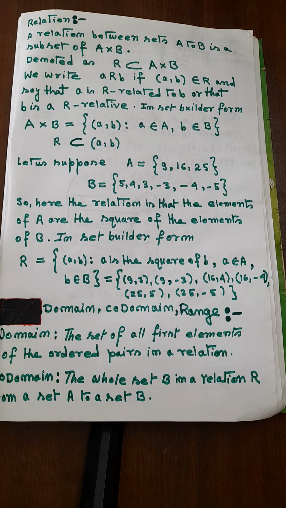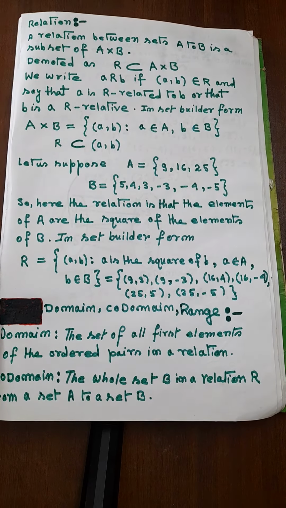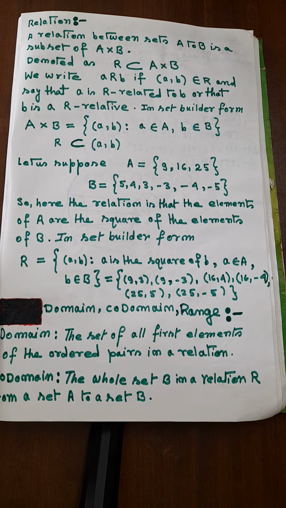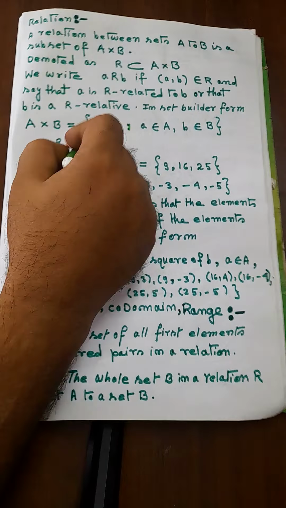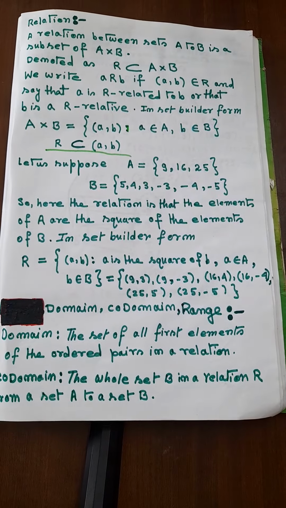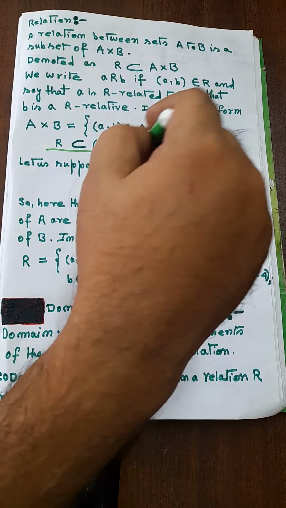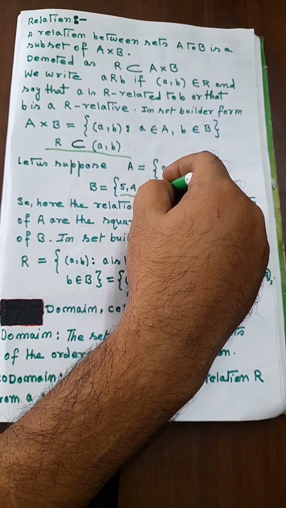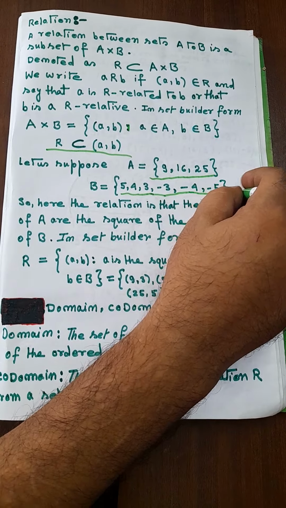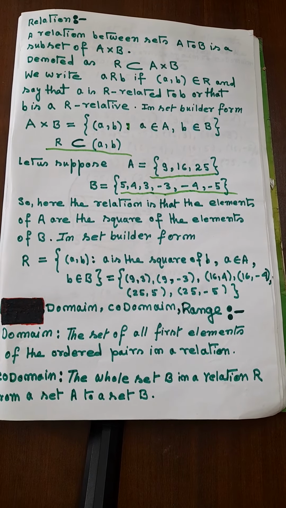In set builder form, how do we write it? We write it as A Cartesian product B, the ordered pairs (a, b), such that a belongs to A and b belongs to B, and R will be a subset of A Cartesian product B. Now let us suppose we have two sets: A is 9, 16 and 25, and B is 5, 4, 3, minus 3, minus 4, minus 5.